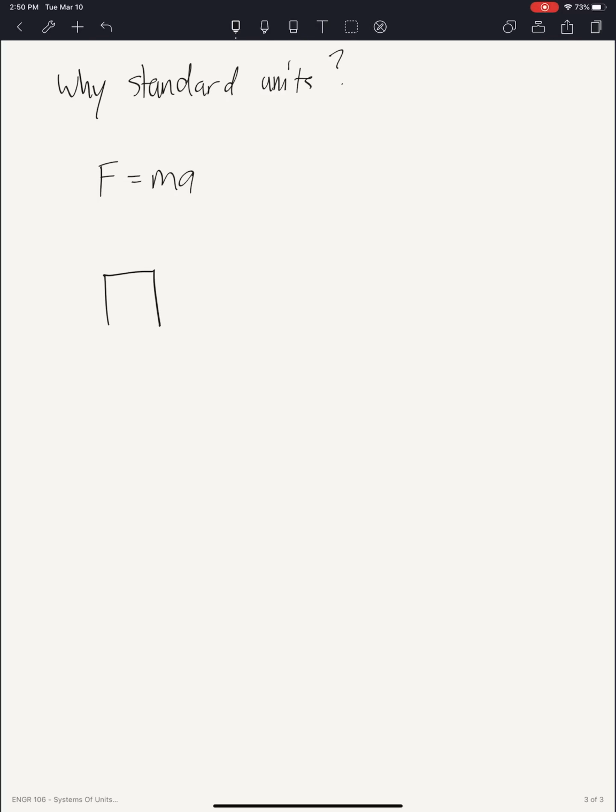Let's say you got a block. This, for those of you who know more physics, is frictionless, everything's simple. You have a block and it has a mass of, we'll say, 5 kilograms, and you observe that it is accelerating to the right at 5 meters per second squared.